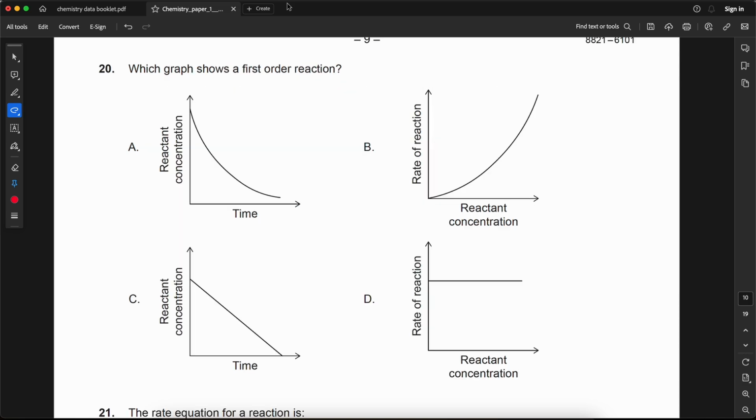Okay? Which graph shows a first order reaction? It's this one. For this one is the second order, this one 0 order, and this one also 0 order. Okay? So between rate of reaction and reactant concentration, the line will be like this for 0 order. And between reactant concentration versus time, this will be 0 order also. And this one, second order. And this one, first order.